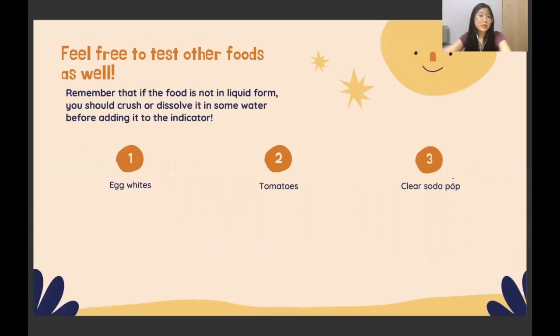All right, so we can test out some other foods as well if you want. We can test out egg whites, tomatoes, clear soda pop, etc. Just make sure that your food is in liquid form. You should crush and dissolve the food if it's not in liquid form and add some water just to make it a solution so that it's easier to test.